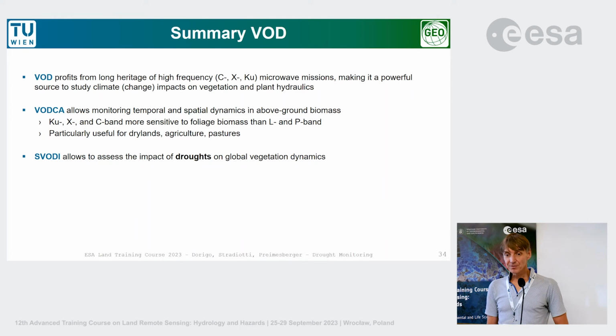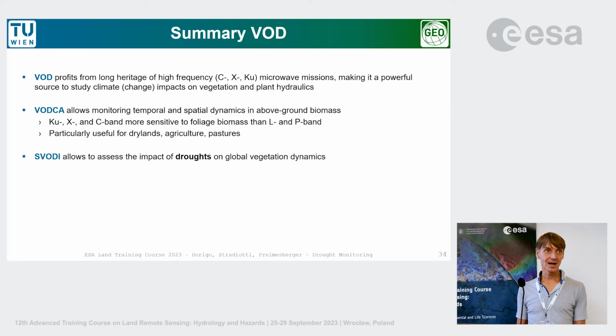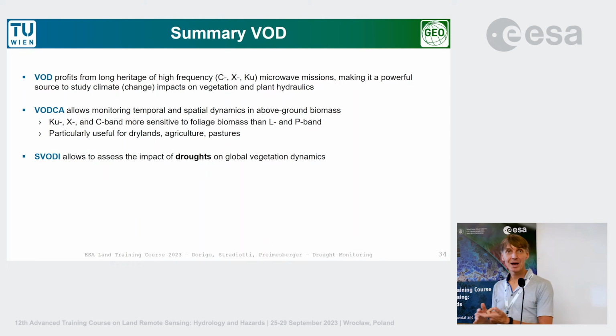Just to summarize VOD: it profits from the long heritage of high-frequency microwave missions, so we can go back far in time. Of course, SMOS and SMAP provide very valuable observations of biomass, even though they were designed for mapping soil moisture. They have a strong biomass signal, particularly in the more densely vegetated areas. But if you also use the higher frequency observations, you can go back much further in time. So it's a nice addition.